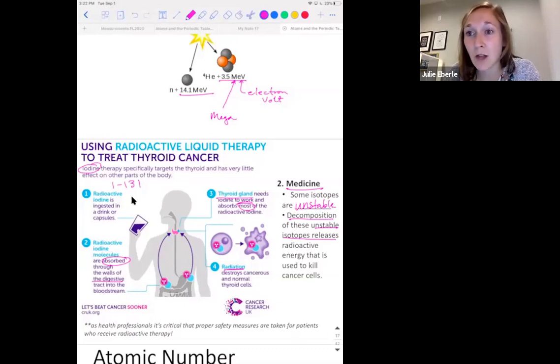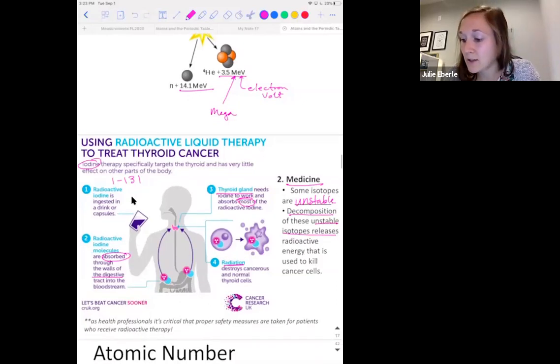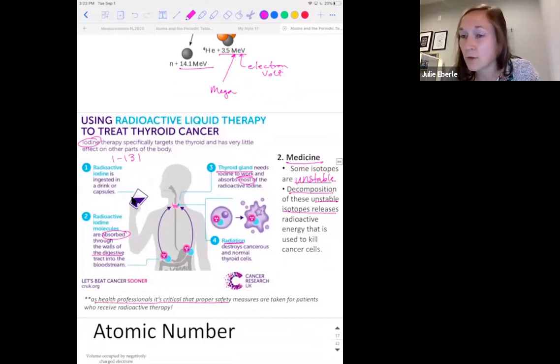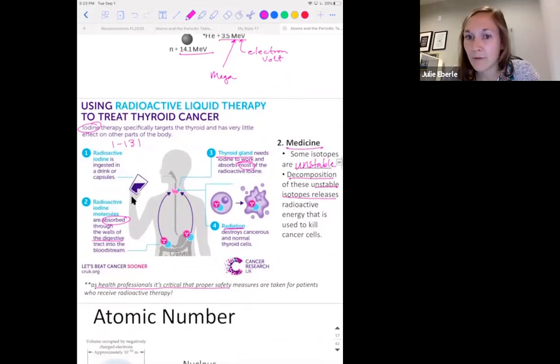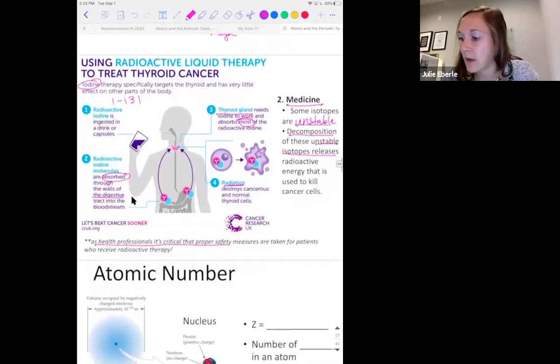Additionally, radiation is not contained in a patient that drinks radioactive iodine. Radiation is emitted outside of your body. So we have to be very careful. That's why I put this as health professionals. It's critical that these patients are quarantined if they need to be until they're no longer radioactive. Because you don't want to be walking by a pregnant lady, you don't want to be walking around kiddos and emitting radiation, right? So you have to be careful when you get these kinds of treatments, how you go about them.